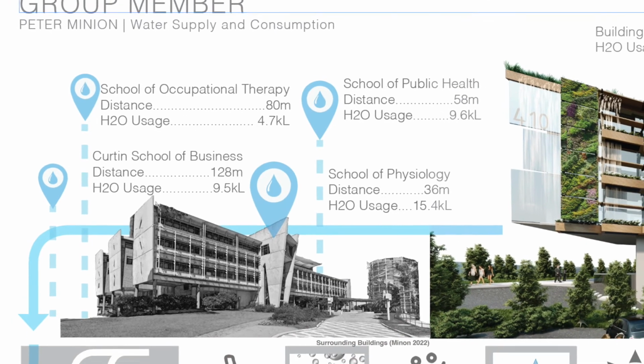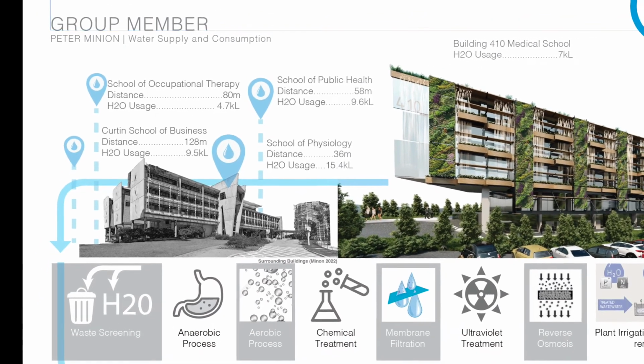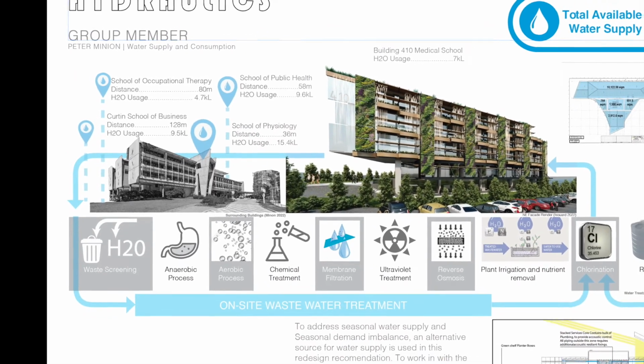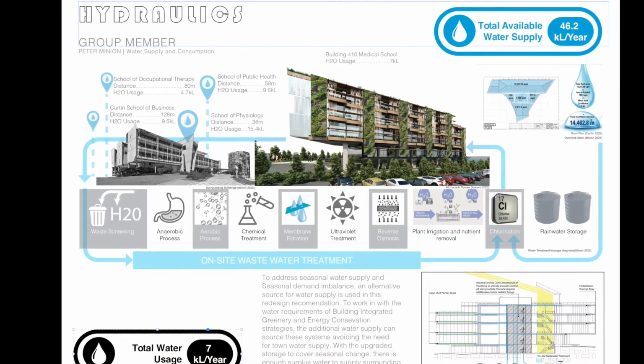Along with meeting the demands for water within the building, and also the requirements for water for the group members' recommendations, this suggested strategy would also create a surplus of water that could be supplied to buildings in the surrounding precinct.